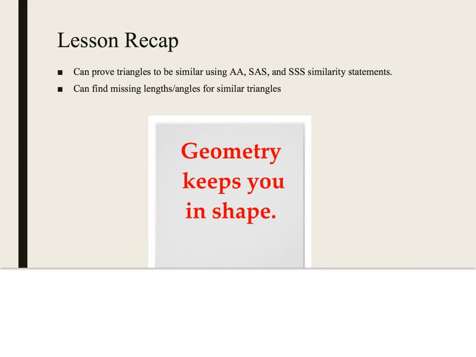Okay, other than me goofing up on that last slide, hope that didn't mess you up too much. What you're after here is anytime it says are triangles similar, please be thinking you have to somehow prove the AA, SAS, or SSS similarity statements. And then once you know they're similar, you can always set up proportions to find any missing lengths or angles for those similar triangles.